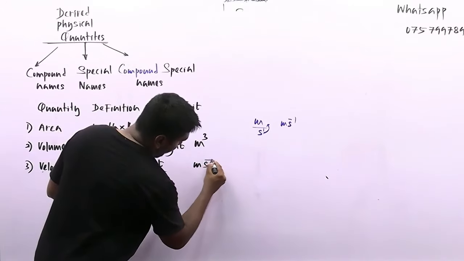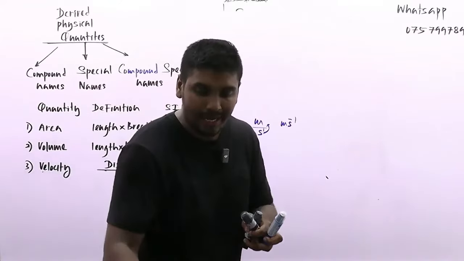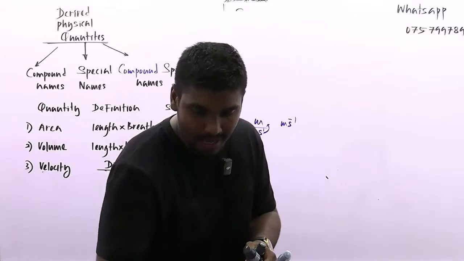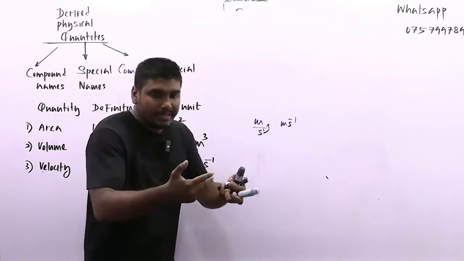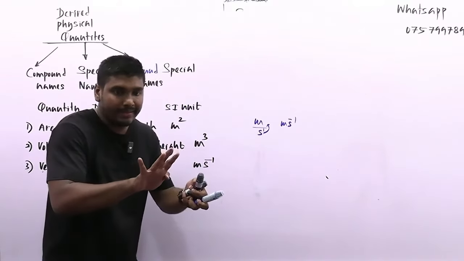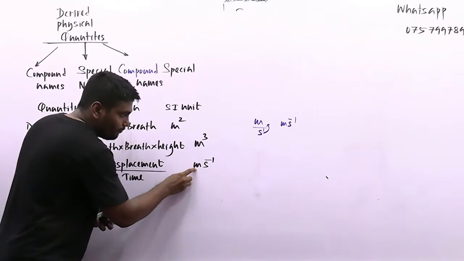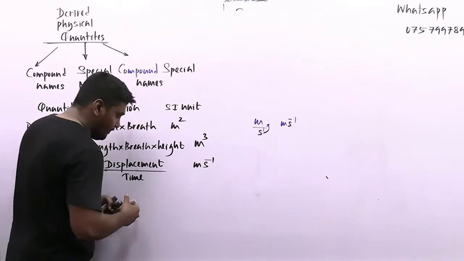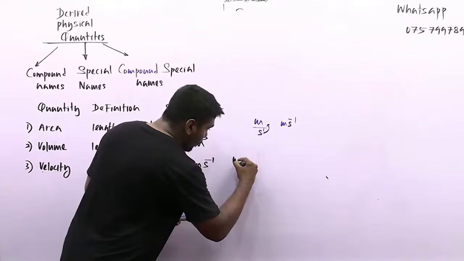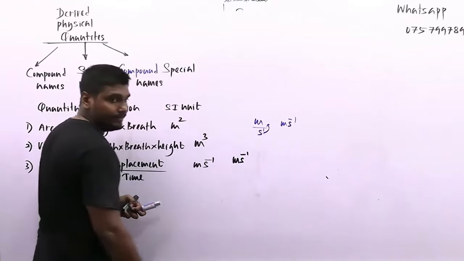I told you to highlight a point: in writing the units, there should be a gap between the symbols of basic units. Meter is a basic unit and second is also a basic unit. When writing meters per second, please don't write meter and second very close together. It's wrong.